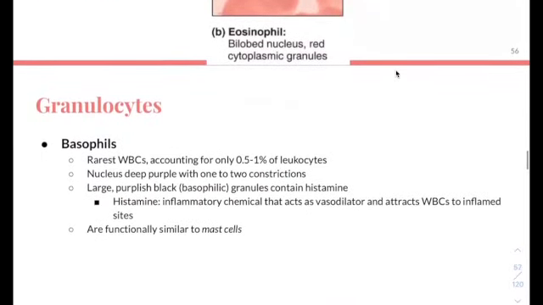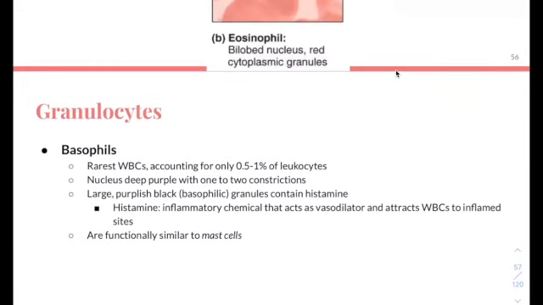Basophils. Basophils have that deep purple. You can't really even see the nucleus. They're also the rarest type of white blood cell, 0.5% to 1%. They contain histamine. Histamine is a type of inflammatory chemical in the body, and it helps to bring white blood cells to that inflamed area.